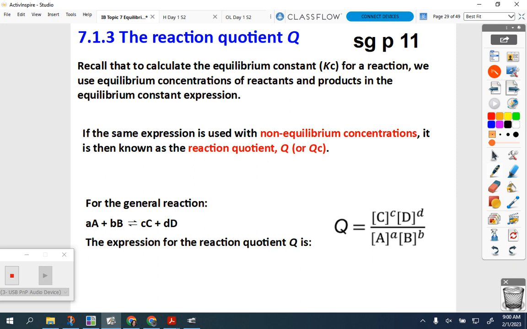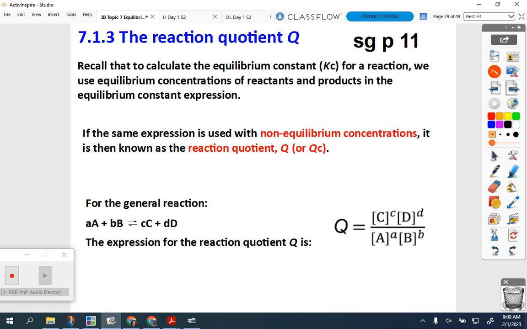Page 11, we're now introducing yet another variable, yet another letter. This is not Q as in heat. This is Q as in the reaction quotient. It's always uppercase Q in this case. And it's basically exactly the same as Kc. You calculate it exactly the same way.